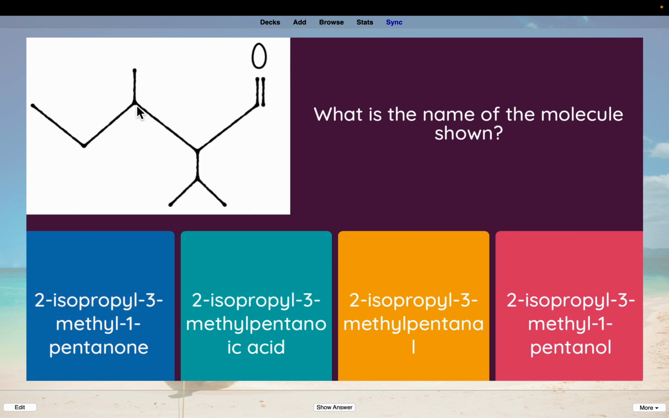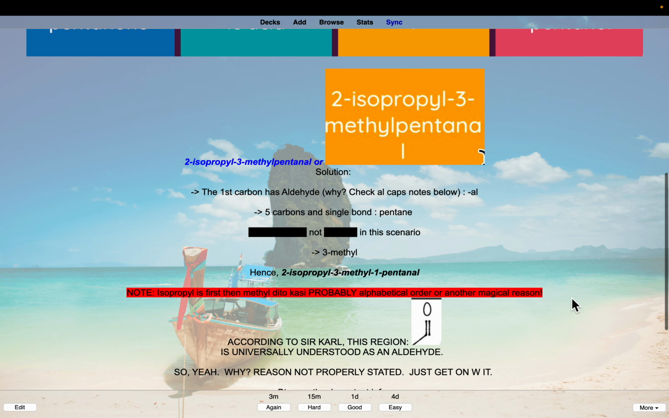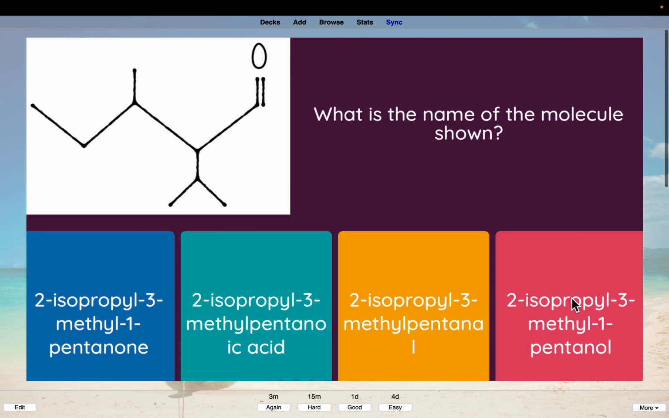1-pentanone. Where is pentanone? I don't think it's there. Pentanoic acid, no. Pentanal. 1-pentanol. I think it's this one, the right most choice. Nope, it's the orange answer. So 2-isopropyl, 3-methyl, pentanal. Pentanal, always remember we have this illustration. Like this is supposed to automatically let you know that it's pentanal. We're dealing with the pentanal.